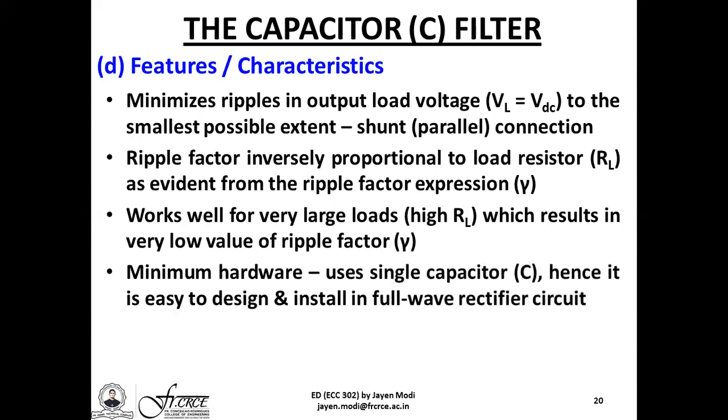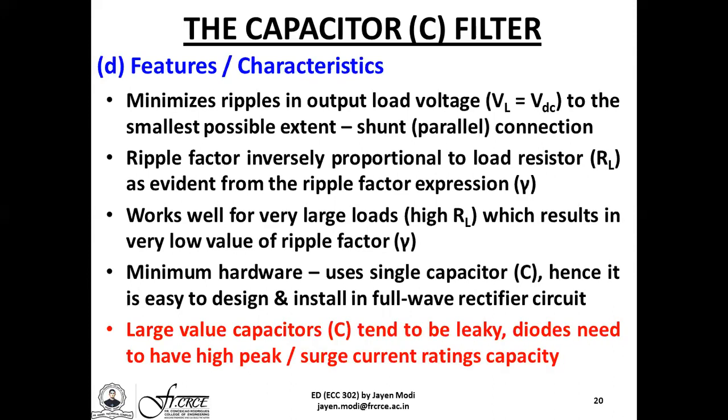It requires minimum possible hardware using only a single capacitor C. Hence, capacitor filters are very easy to design and very easy to install. However, drawbacks are the large capacitor values tend to be leaky. They show a lot of leakage, and of course, the diodes need to have a very high peak current rating or a very high surge current rating, because when capacitor C charges, it charges quickly due to an almost negligible forward resistance of the PN junction diodes. So the charging curve will have extremely heavy spikes.